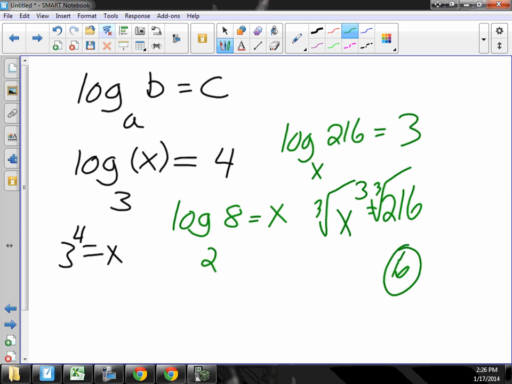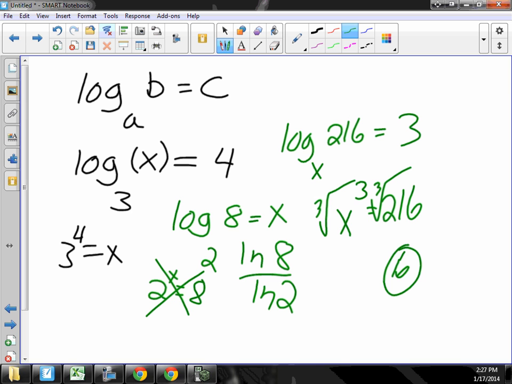Well, you could convert it. 2 to the x equals 8, but then that didn't help. So converting it didn't work. You're overthinking it. It's just ln x over ln 2. So you just use this. Or ln 8 over ln 2.